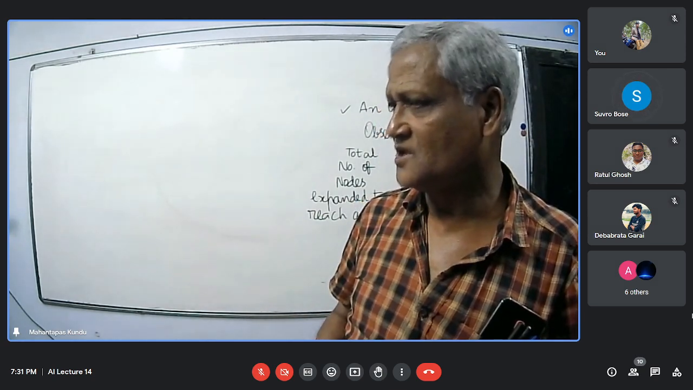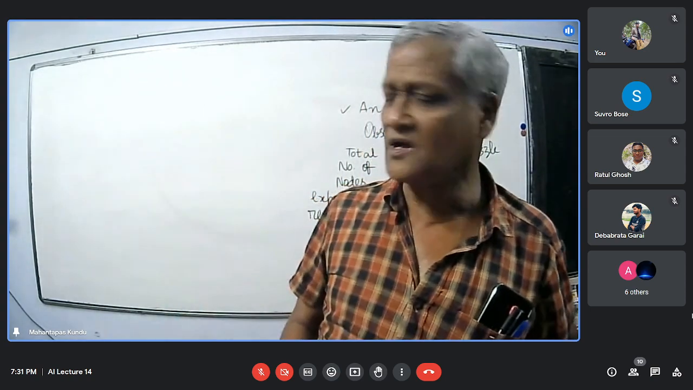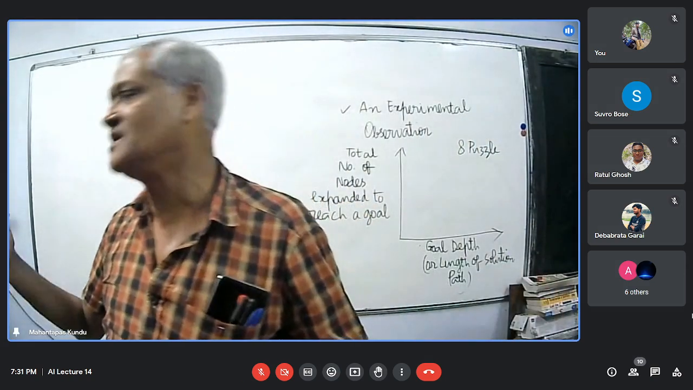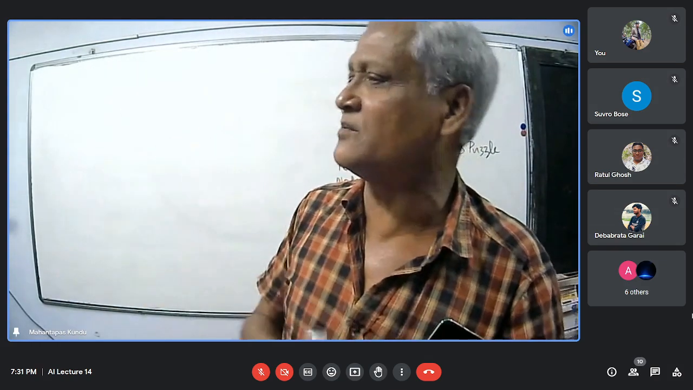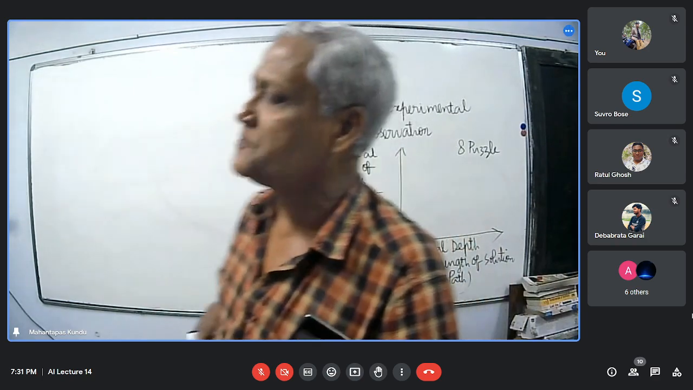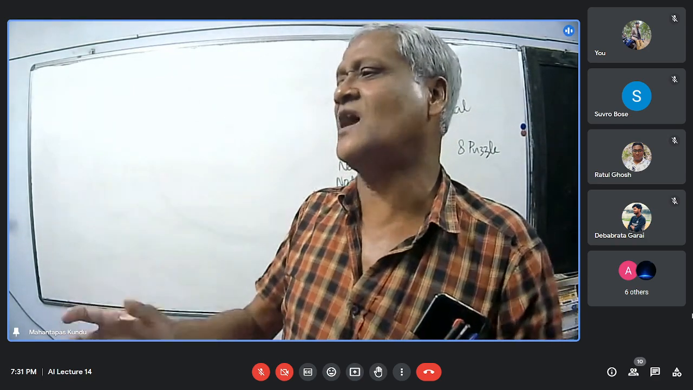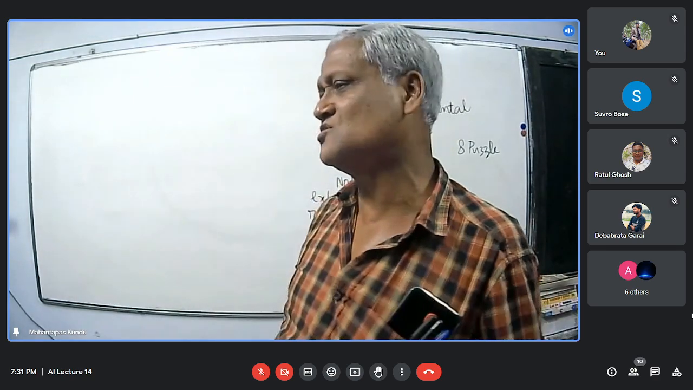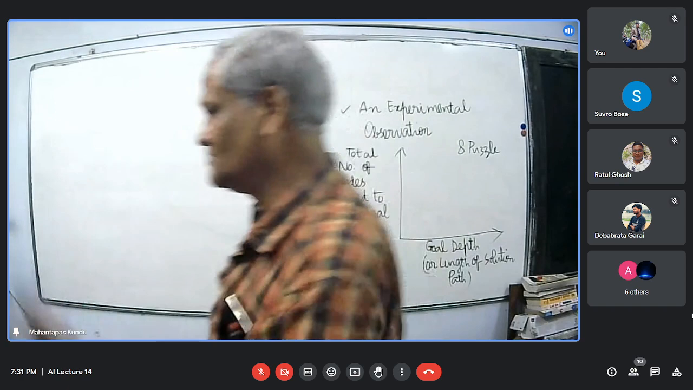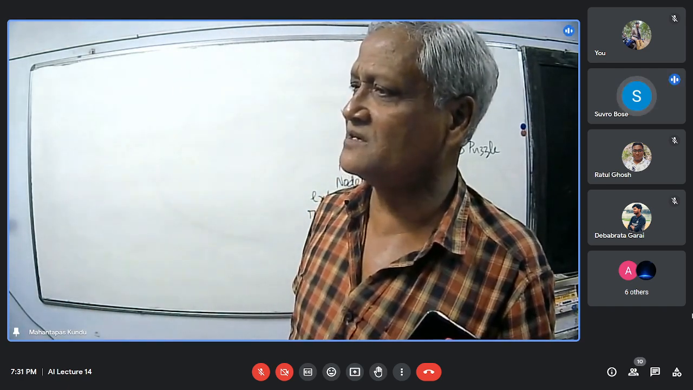If it is a harder problem, the length of the rule sequence will be larger. And if it is an easier problem, the length of the rule sequence will be less. If the start state and goal state are the same, the length of the rule sequence will be 0. That is the simplest problem, the trivial problem, isn't it? Yes, sir.